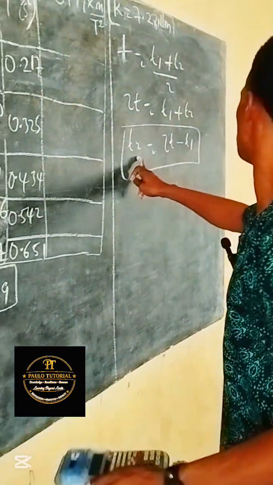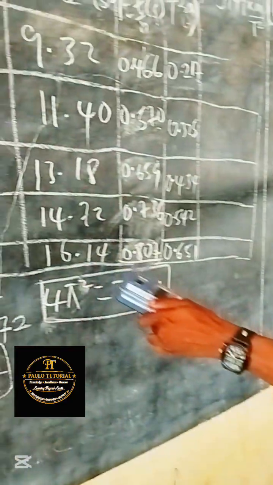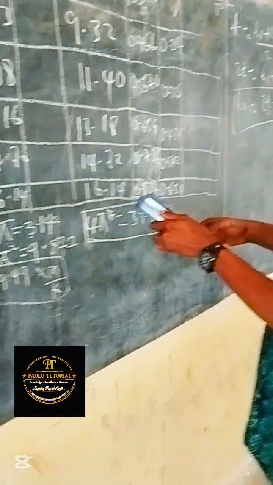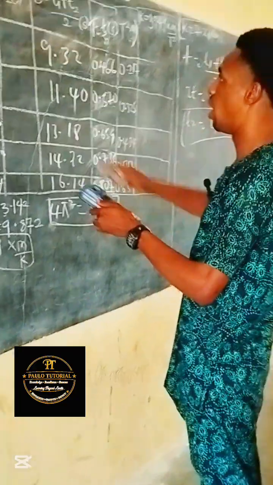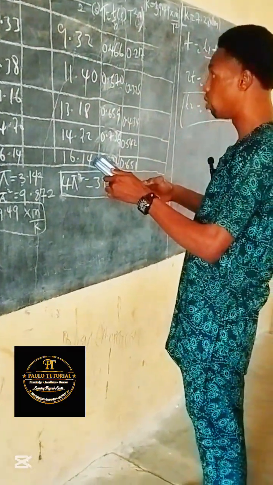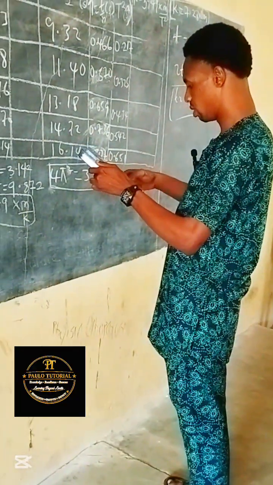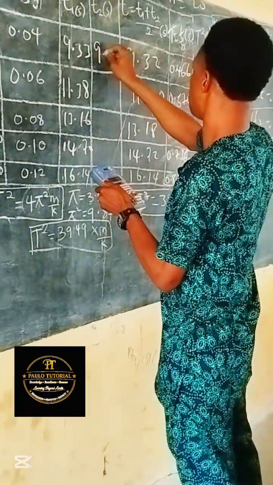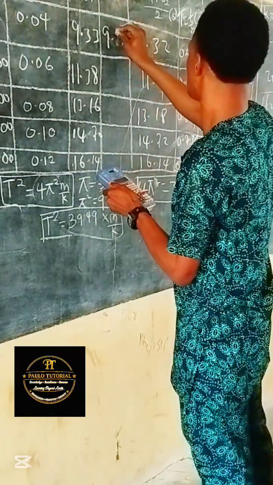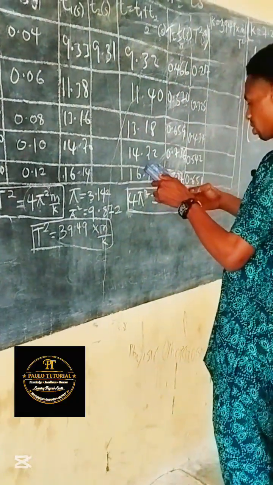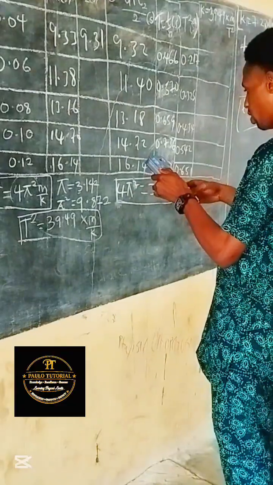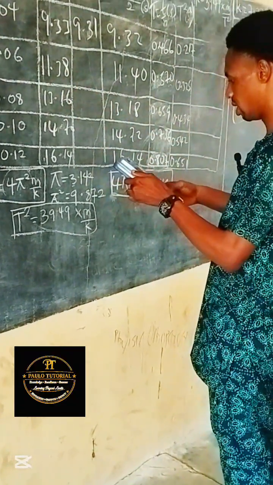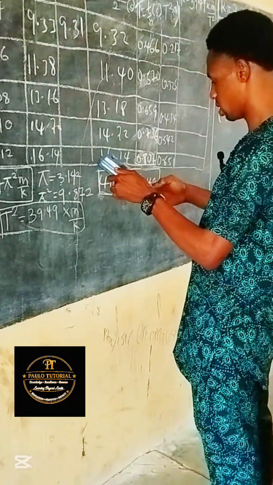Now, for me to get T2, I'll multiply this value by 2. That is 9.32 multiplied by 2. I'll subtract 9.33 from it, and that will give you 9.31. I'll do the same to this one. I'll multiply by 2. That is 11.40 multiplied by 2. I'll subtract 11.38 from it.